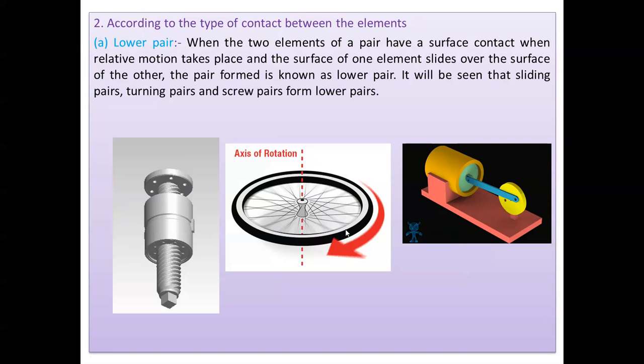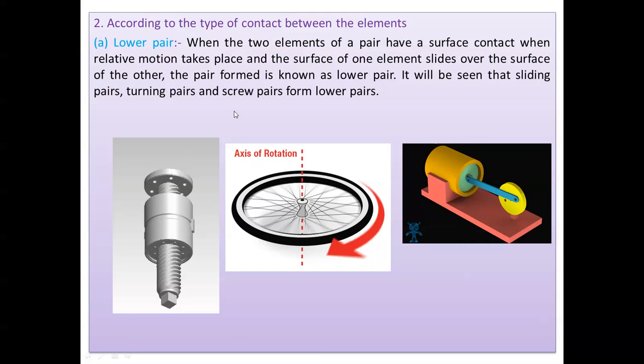Moving next. Now, this is the second major classification for the kinematic pair. And the second is what? According to the type of contact between the elements. Previously we have seen according to the relative motion. The second one is according to the type of contact. So what type of contact is there? On that basis, we have the classification for kinematic pair. The first one is lower pair and the second one is higher pair. So first we will see lower pair. Already we have discussed all these animations.